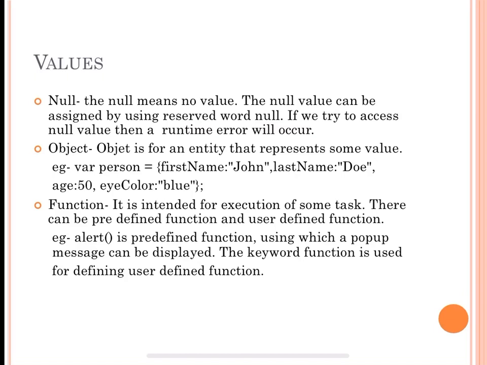Okay, so basically there are 6 data types: number, string, boolean, null, object and function. I hope these are all clear to you. Let's move on to the next slide.